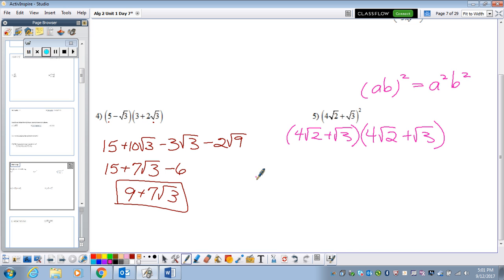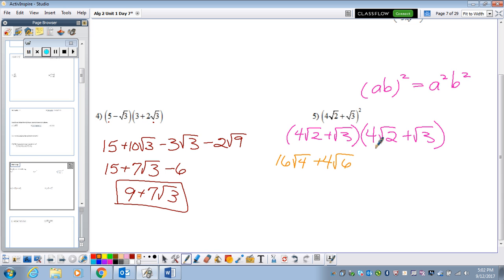Now it's a matter of foiling. First times first, outer times outer, inner times inner, and last times last. First times first, the things on the outside get multiplied together to be 16. The things on the inside of the radical get multiplied to be 4. Next set of terms. 4 square root of 2 times square root of 3. The things on the outside get multiplied, so it's simply 4 times 1. The things on the inside of the radical get multiplied together, 2 times 3.